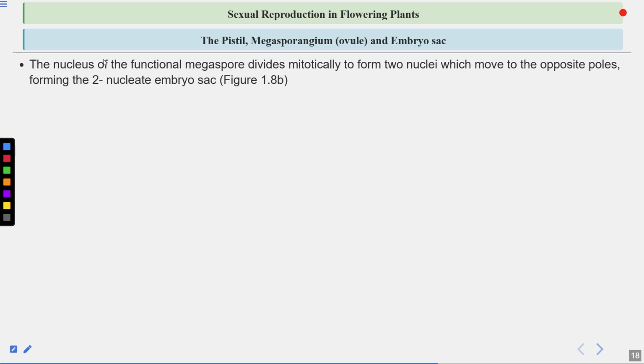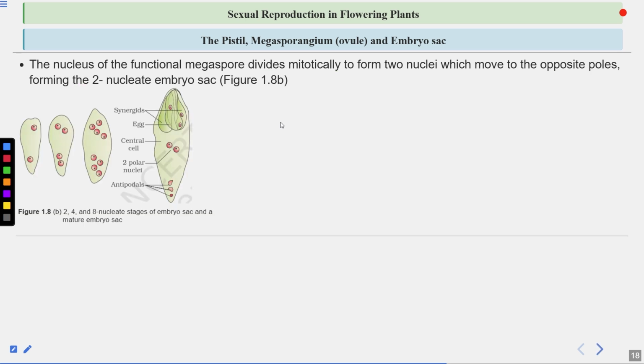Now, the nucleus of the functional megaspore divide mitotically to form the 2 nuclei, which moves to the opposite poles, forming the 2 nucleate embryo sac, right? So earlier the megaspore is having only 1 nucleus. It divide mitotically and the 2 nucleus is formed. Both the nucleus moves to the opposite poles. There is no cytokinesis taking place here. Only karyokinesis, means division of nucleus. Okay. So 2 nucleate embryo sac is formed here. In the figure you can see 2 nucleate embryo sac is formed here.